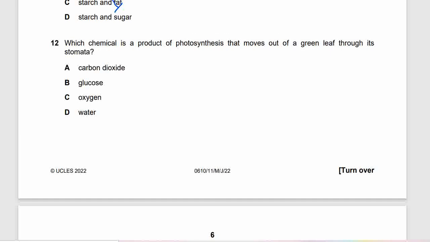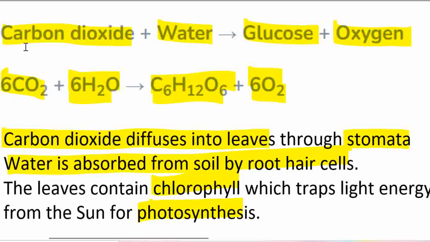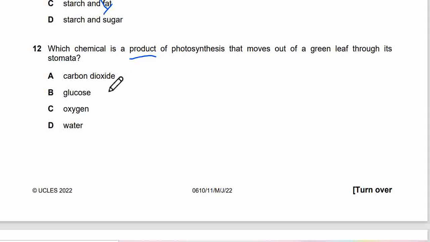Question 12. Which chemical is a product of photosynthesis that moves out of a green leaf through its stomata? Let's see the reaction for photosynthesis. The reaction for photosynthesis is carbon dioxide with water producing glucose and oxygen. So these are the products, glucose and oxygen. Oxygen leaves the plant through the openings called stomata. So again, the products of photosynthesis are glucose and oxygen. What moves out through stomata is oxygen gas. So it will be 12C.